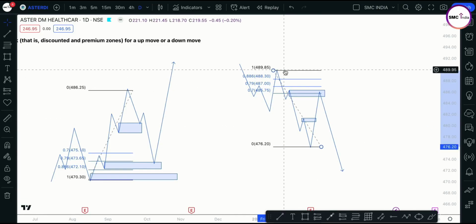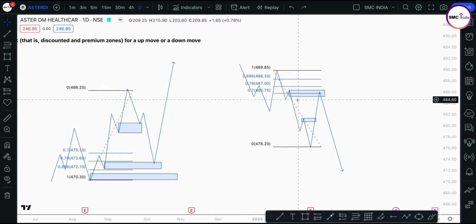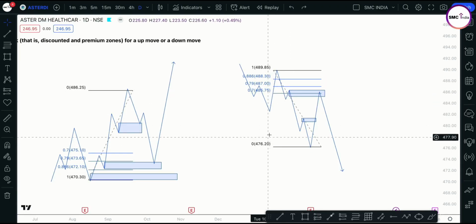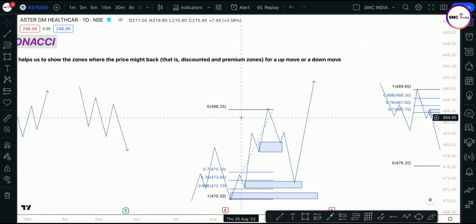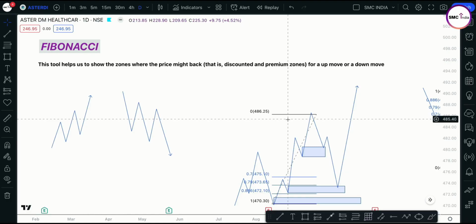So you can see how this Fibonacci tool helps us in marking the proper order blocks and disqualifying many of the order blocks. Now coming to the examples, I will be showing you from live charts how this Fibonacci tool actually helps.